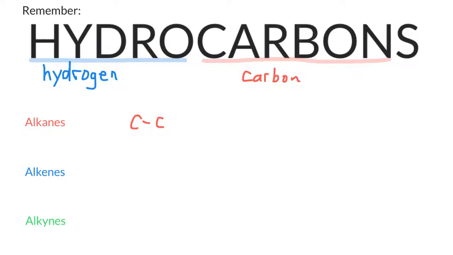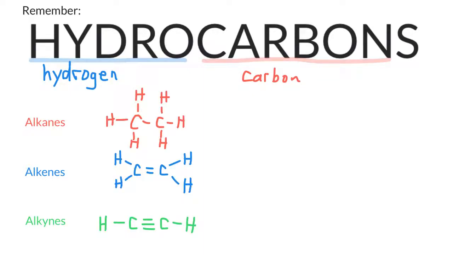Alkanes contain only carbon-carbon single bonds. Alkenes contain at least one carbon-carbon double bond. And alkynes contain at least one carbon-carbon triple bond. And just remember that each carbon will have a maximum of 4 bonds. So we usually just fill up the empty bonds with hydrogens. So now each carbon has a total of 4 bonds.